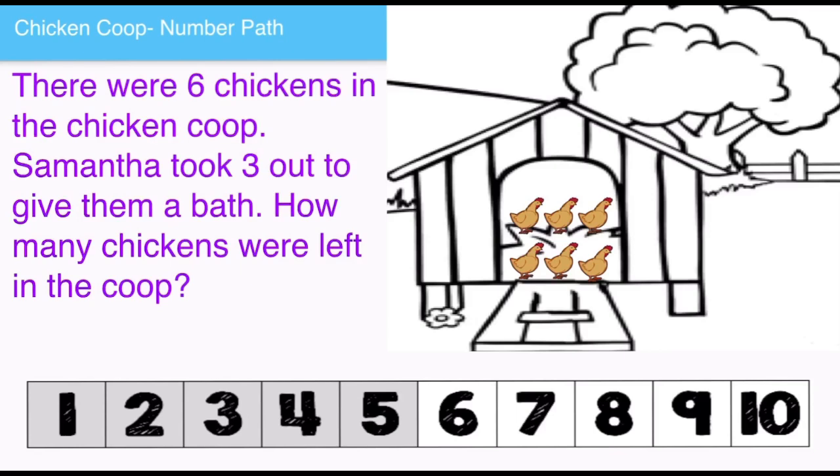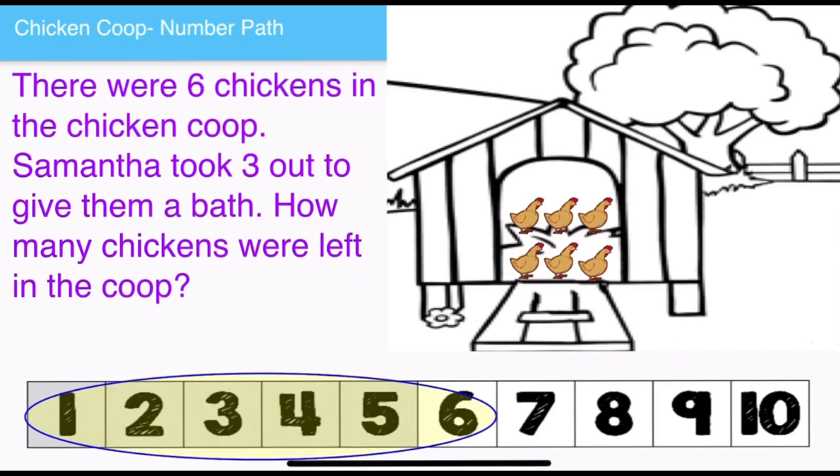It says there were 6 chickens in the chicken coop. So I want you to put down how many counters you think we need based on that sentence. I will give you a second. You should have put down 6 counters. If you did, give yourself a nice pat on the back. Good job. And now I'm going to circle numbers 1 through 6 to represent those 6 counters, friends, and to represent 6 chickens.